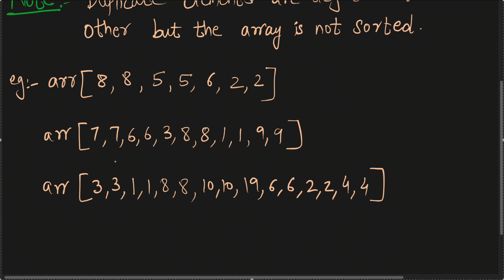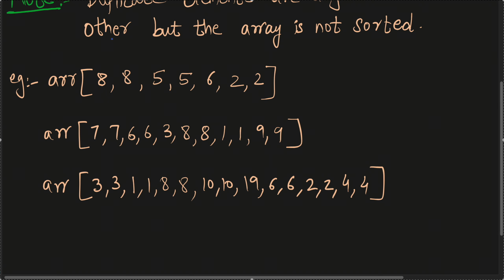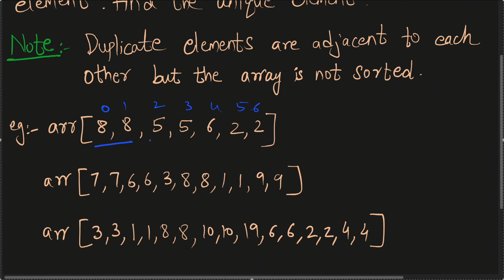Let's see the example to make it more clear. Let me quickly index it. So here you can see the adjacent elements are duplicate, adjacent elements are duplicate, adjacent elements are duplicate. So the one element which is not duplicated is 6. So the answer is 6.